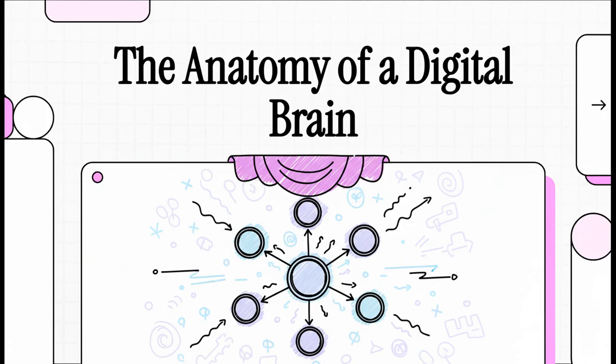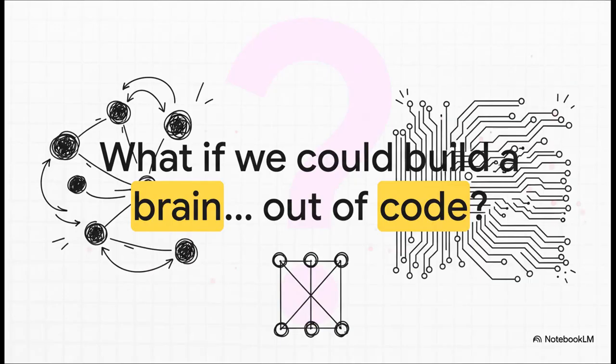But not the squishy kind. We're talking about a brain built entirely out of code. This is all about artificial neural networks. So what if you could do that? Build a brain just using code.